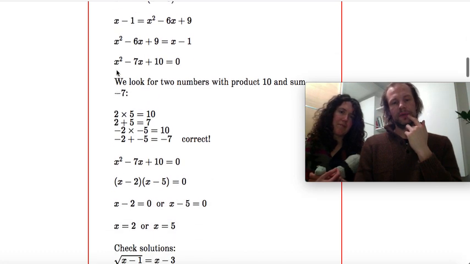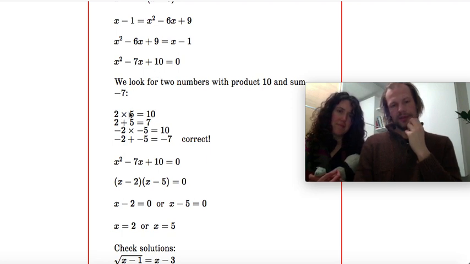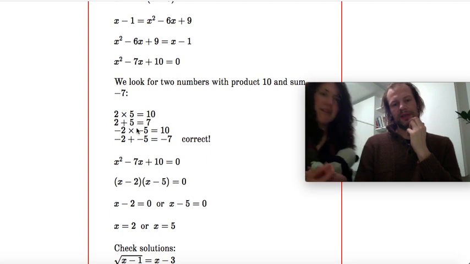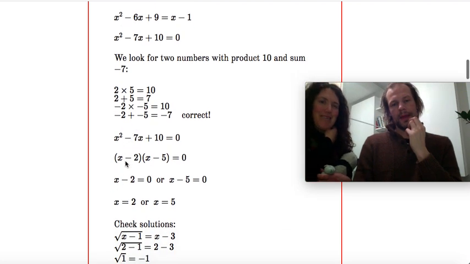So what we do is we need two numbers whose product is 10 and whose sum is minus 7. So 2 times 5 is 10, but 2 plus 5 is not minus 7. But minus 2 times minus 5 is 10, and minus 2 plus minus 5 is minus 7. Okay, now you completely lost me.